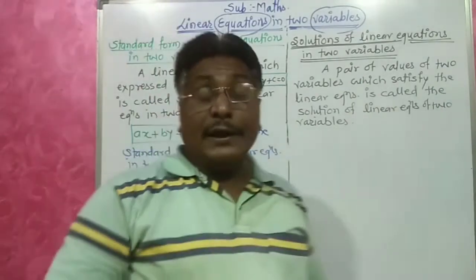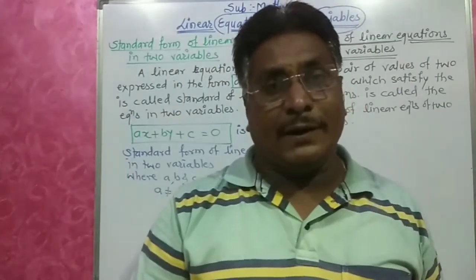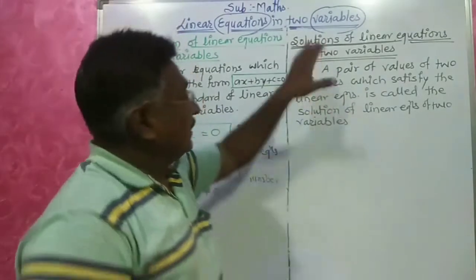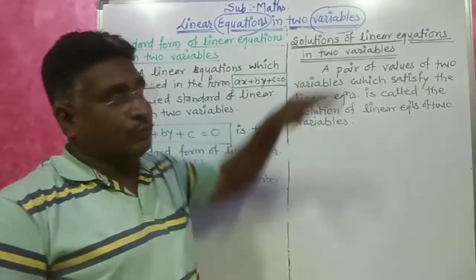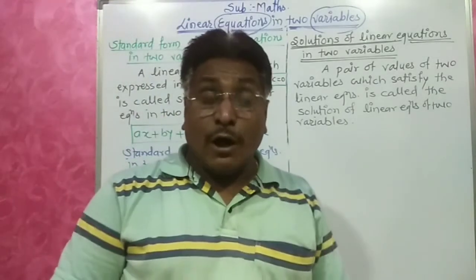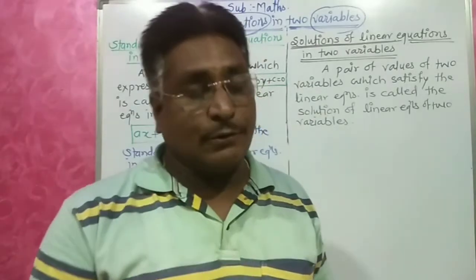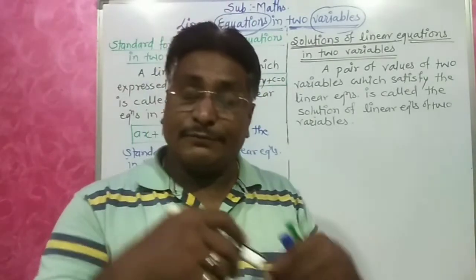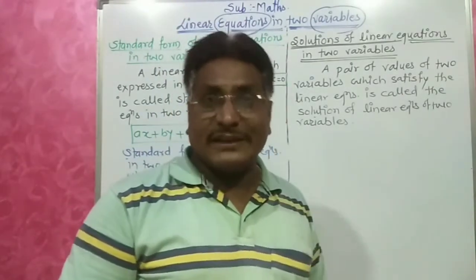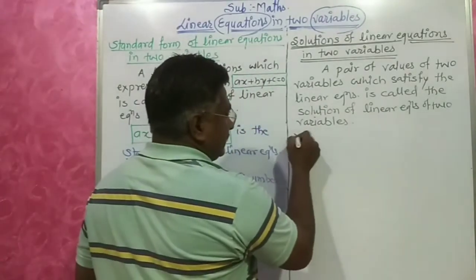In solutions of linear equation in one variable, only one solution is there. But linear equation in two variables has infinitely many solutions. According to the value of x, the value of y goes on changing. We will get different values. So how we will get that, we will see. So here what can we write?